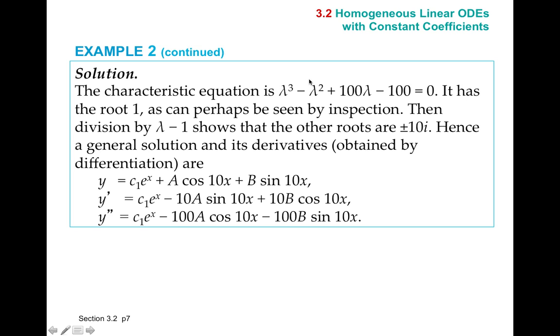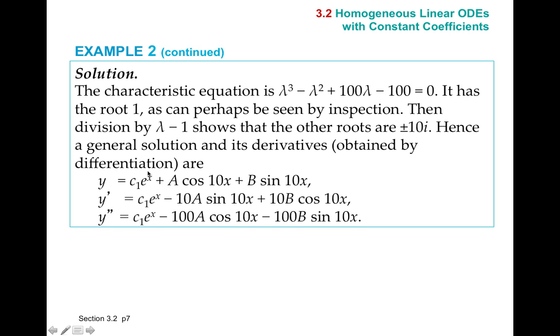So if you group these first two terms and you group these second two terms, then if you factor out a lambda squared from the first two and you factor out a 100 from the second two, you have lambda squared plus 100 times lambda minus 1. And so there, maybe it's obvious that that root is 1. And then you can show that the other two roots are plus and minus 10i. You can also do this by taking a simple MATLAB program and solving for the roots.